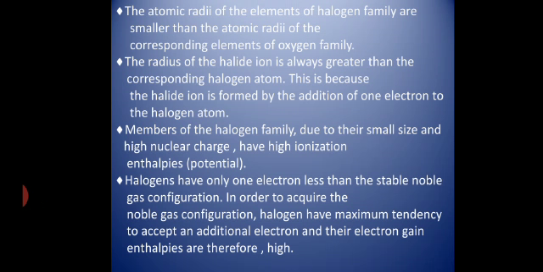Why? Because they are salt producers. Halogen comes from the word halos, meaning salt, and genes, meaning bond. So it is a salt producer. Clear?